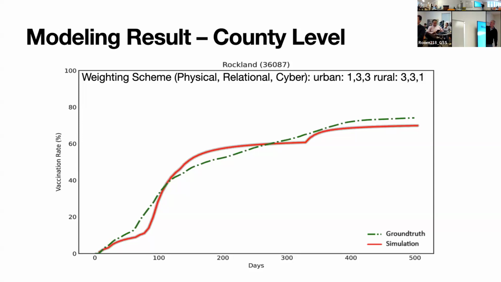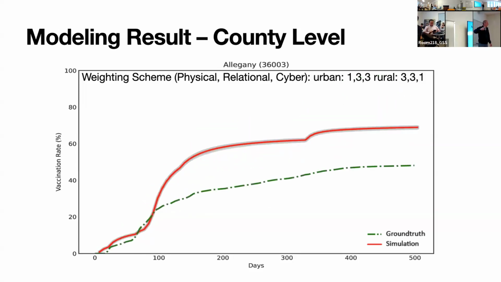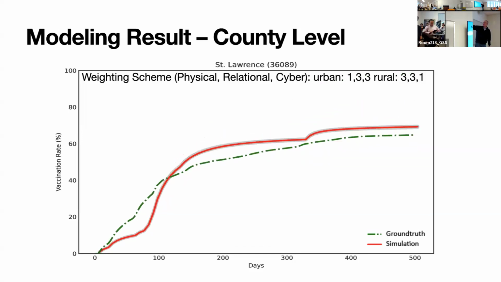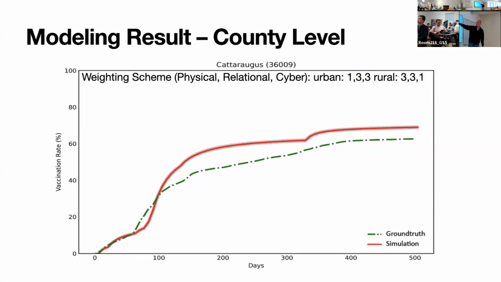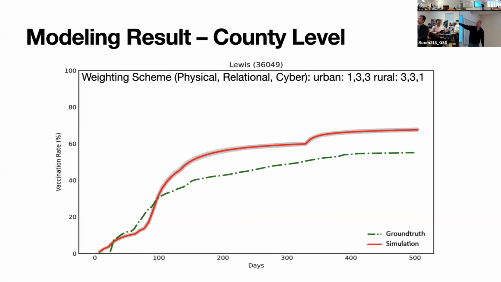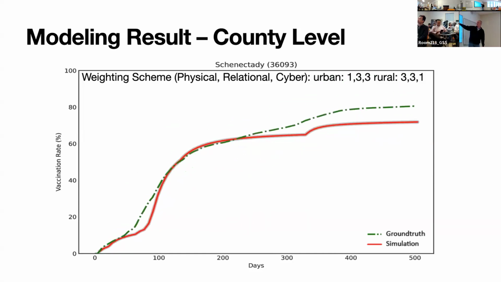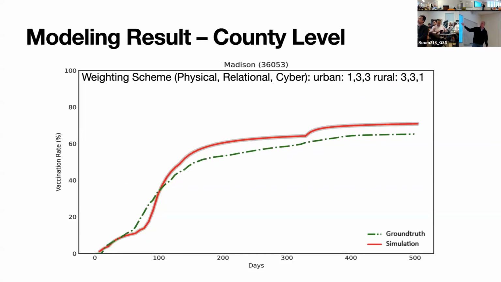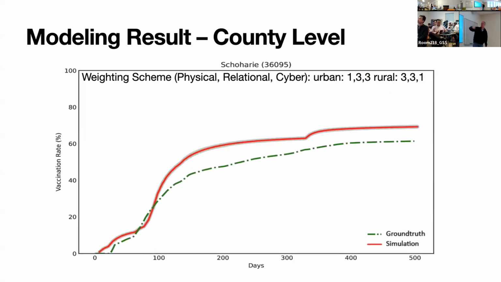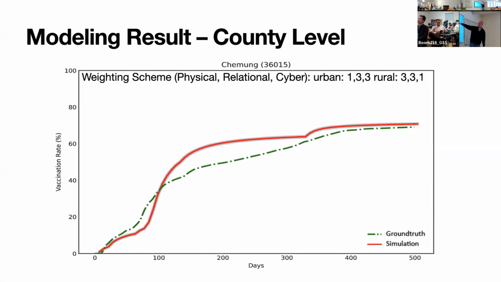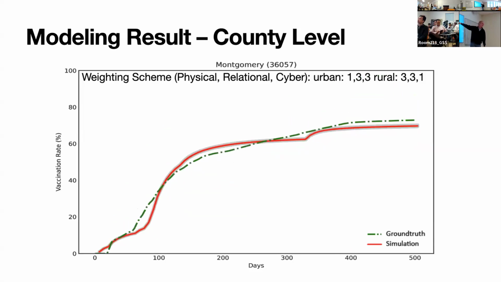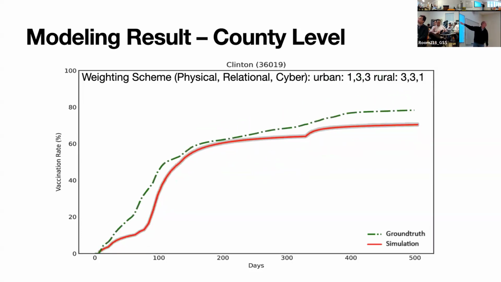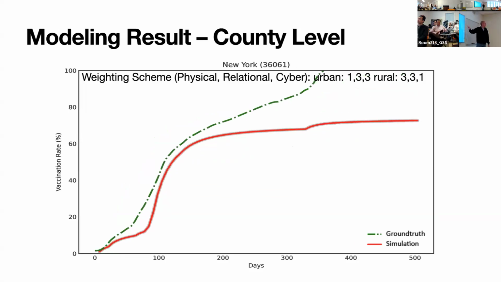So in urban areas, they get the best model fit. They trust the physical the most, and cyber and relational the least, right? Oh, sorry, there's a wrong weighting. In urban areas, they trust their relational, who they go to school with, and what they have online, versus in rural areas, they trust their family and friends more than what they read online. I think that's right.